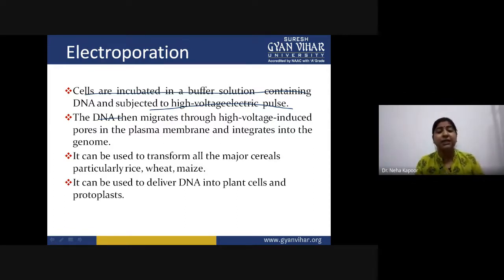However, we are using this technique largely in the transformation of many cereal crops. For example, you can transform rice, wheat, and maize. Basically, we use this technique if you want to insert a gene of interest so that the particular crop is not eaten away by weeds, or you want to provide a specific kind of resistance, or you want to increase the yield. This method is used in that case because you can directly deliver the DNA inside the plant cells, or if you have protoplasts, even then it is possible.